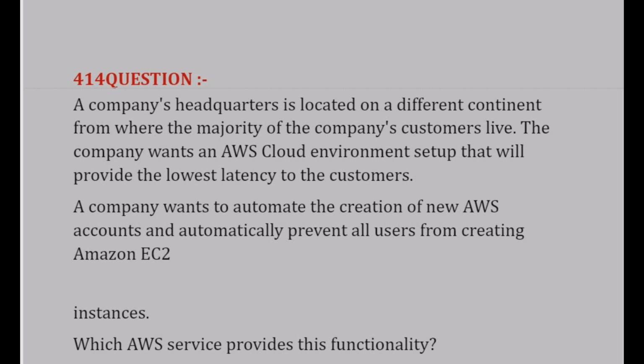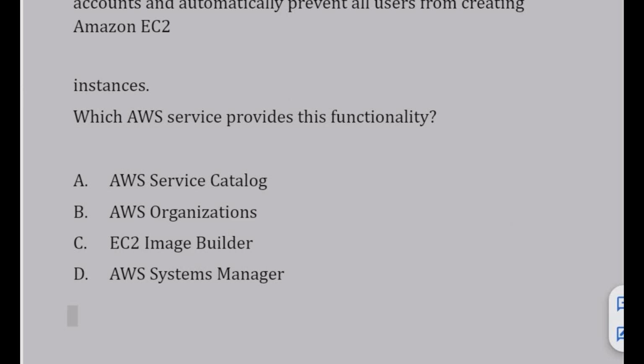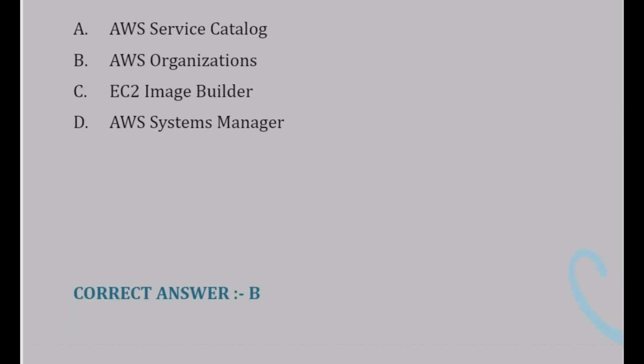A company wants to automate the creation of new AWS accounts and automatically prevent all users from creating Amazon EC2 instances. Which AWS service provides this functionality? Option A, AWS Service Catalog. Option B, AWS Organizations. Option C, EC2 Image Builder. Option D, AWS Systems Manager. Correct answer is option B.